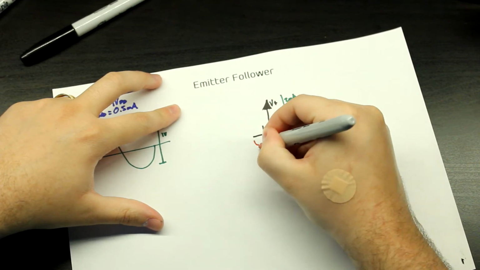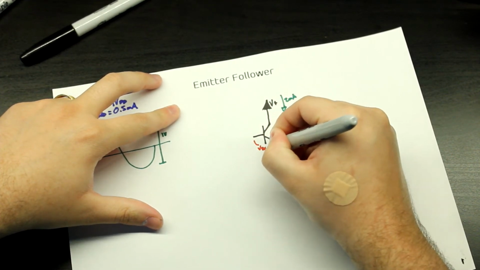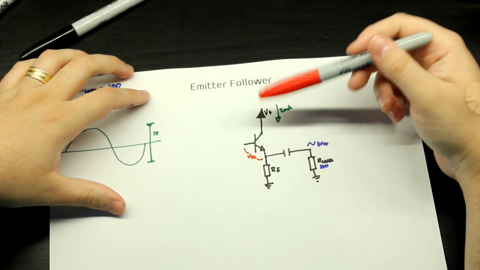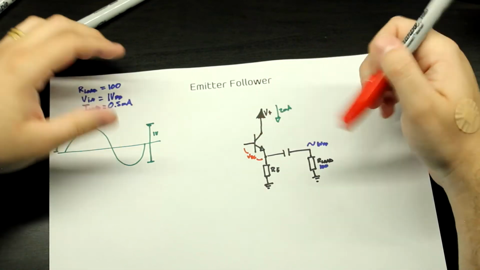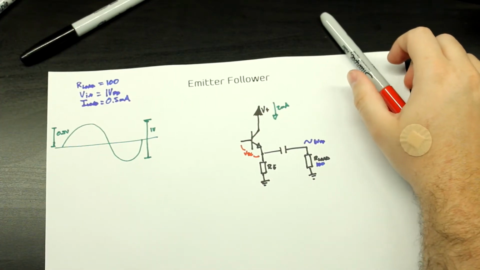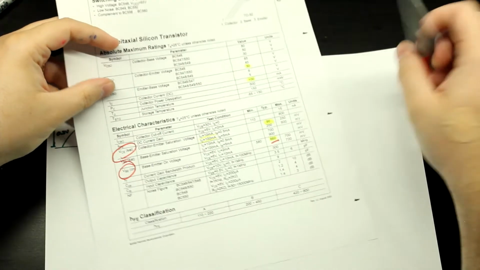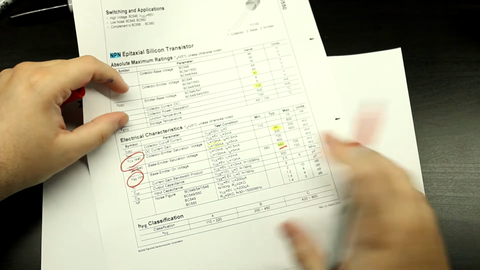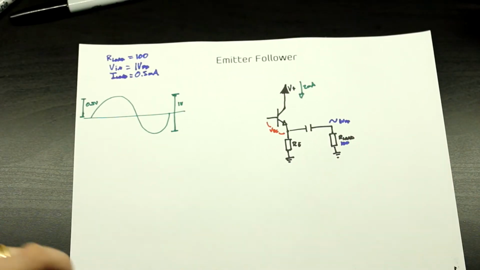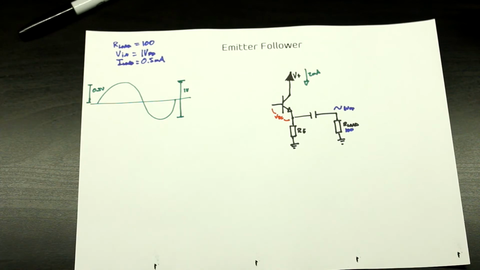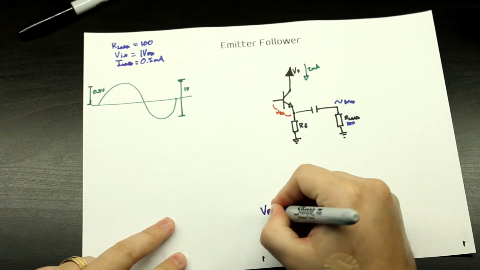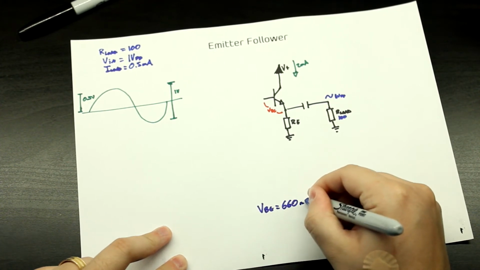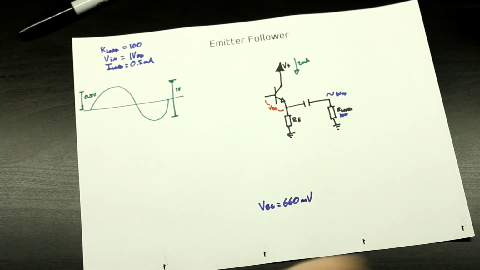So first of all, we have VBE here, which is like that usual diode drop that you get on BJT devices like this. In this case, for this device, let me get the data sheet in here, we see that VBE is 660 millivolts. So let's just write that down for completeness' sake. So our VBE is going to be 660 millivolts.